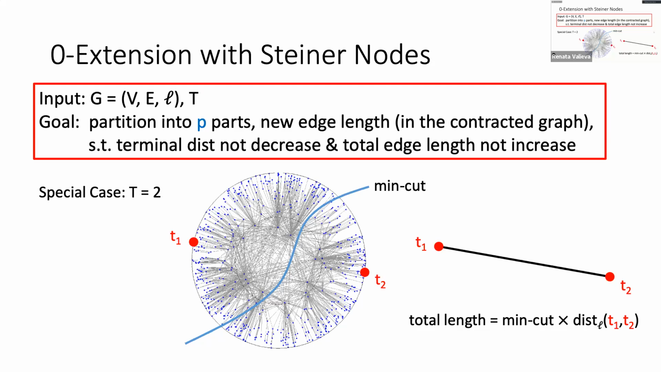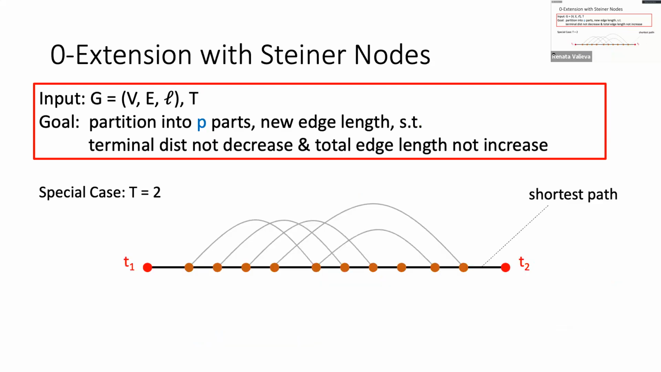So this is a special case. We may want to be a little more flexible. But by the way, that also means for the two terminal case, we just need two parts. We can contract the graph into two without any distortion. Let's be more flexible in this case.